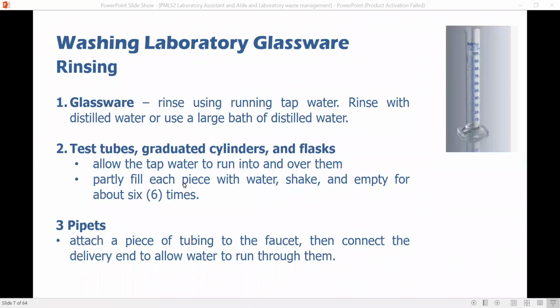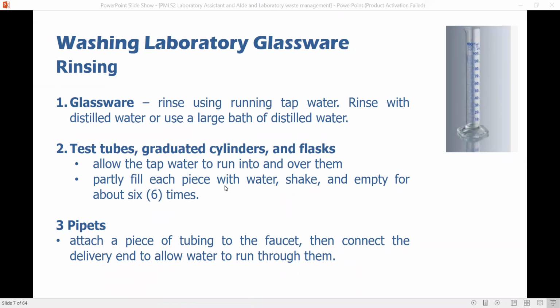And next will be the rinsing. Magbabanlaw na tayo. So for the glassware, as I mentioned earlier, you rinse with tap water, and then rinse that with distilled water. Or you can put a large bath of distilled water and place the glassware there to remove the salts.